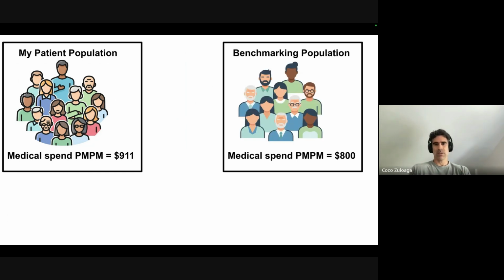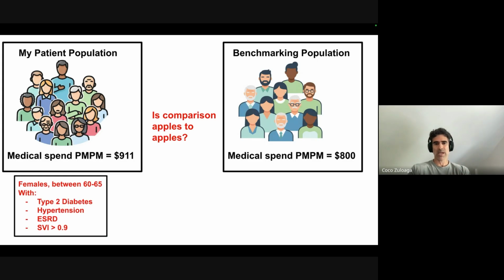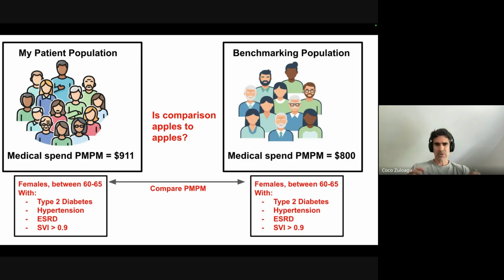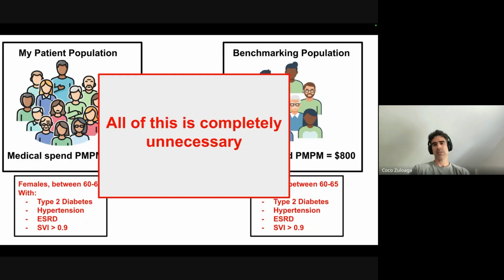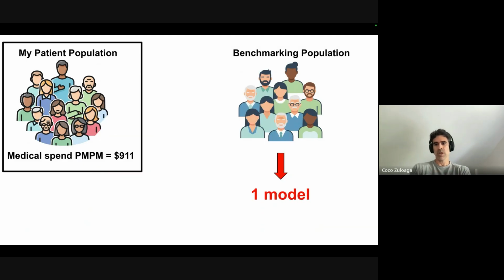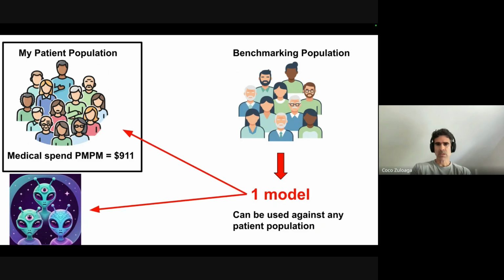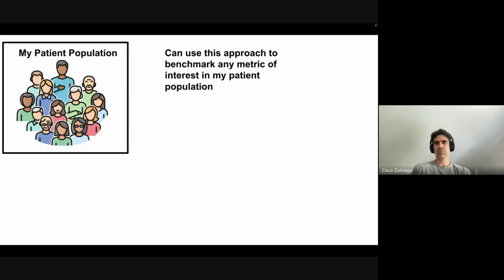So this whole thing that we've been talking about, when you have the two populations and you have to worry about whether you're comparing in an apples to apples way, and you're trying to figure out how to create uniform cohorts so that the comparison is actually meaningful, all of this is now completely unnecessary because you have this one model, and the model can be used against any patient population, whether it looks like this or like that.